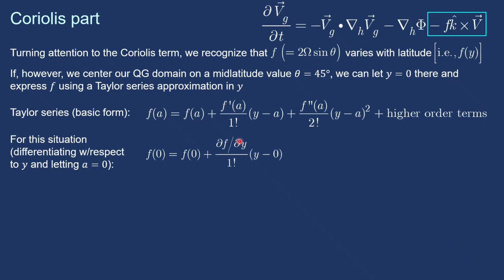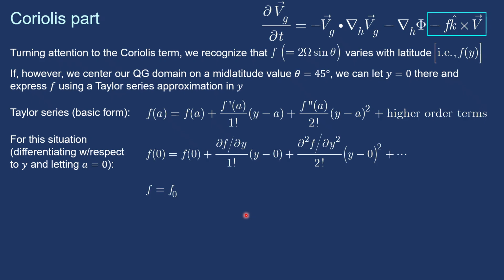And I've written this as partial f partial y to be consistent with the Lackmann text. And that's divided by 1 factorial, and then multiplied by y minus 0, since a is 0. For the next term, we have the second derivative of f with respect to y, divided by 2 factorial times y minus 0 squared. And then, of course, we have higher order terms, which we won't worry about over here. So we can go one more step down and rewrite these terms a little bit simpler.